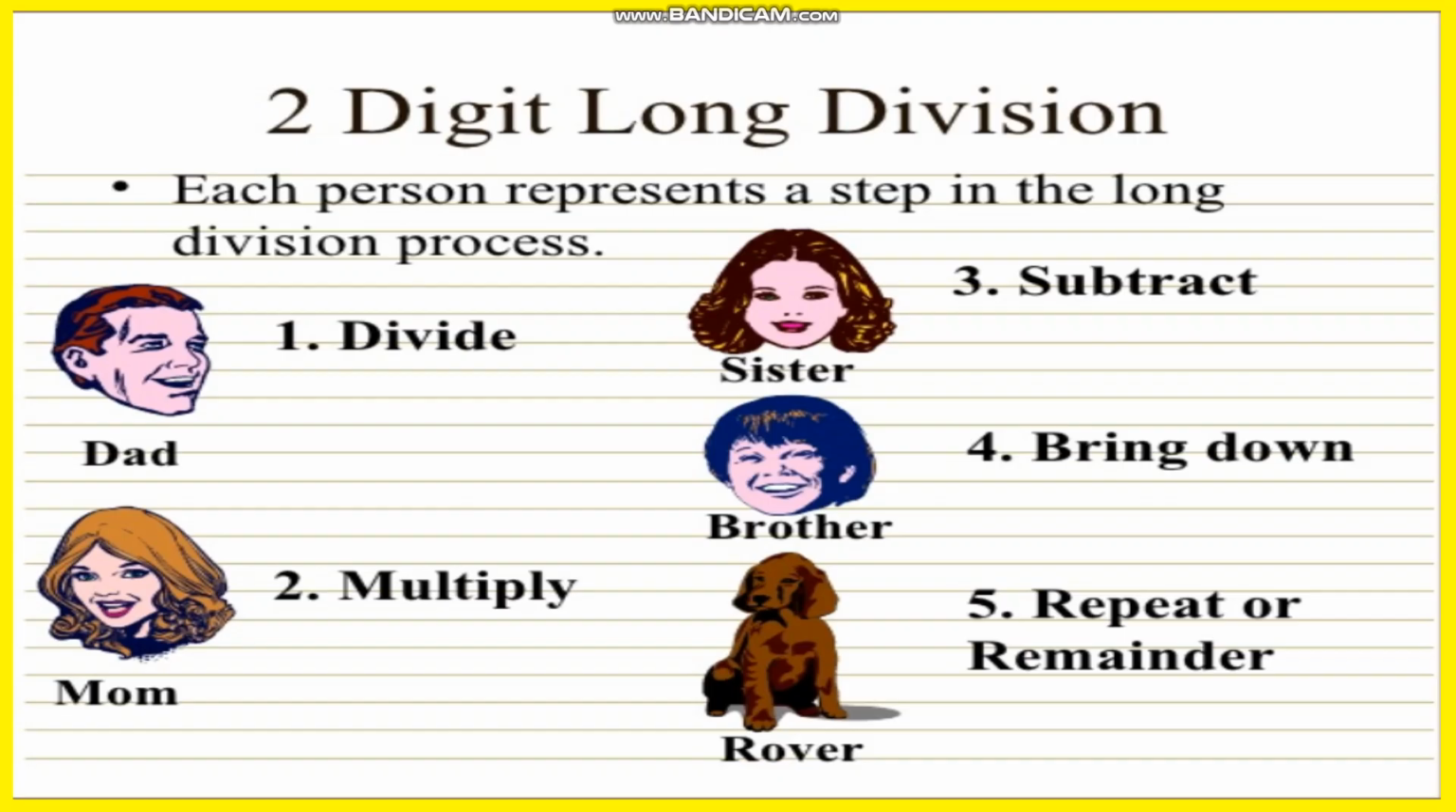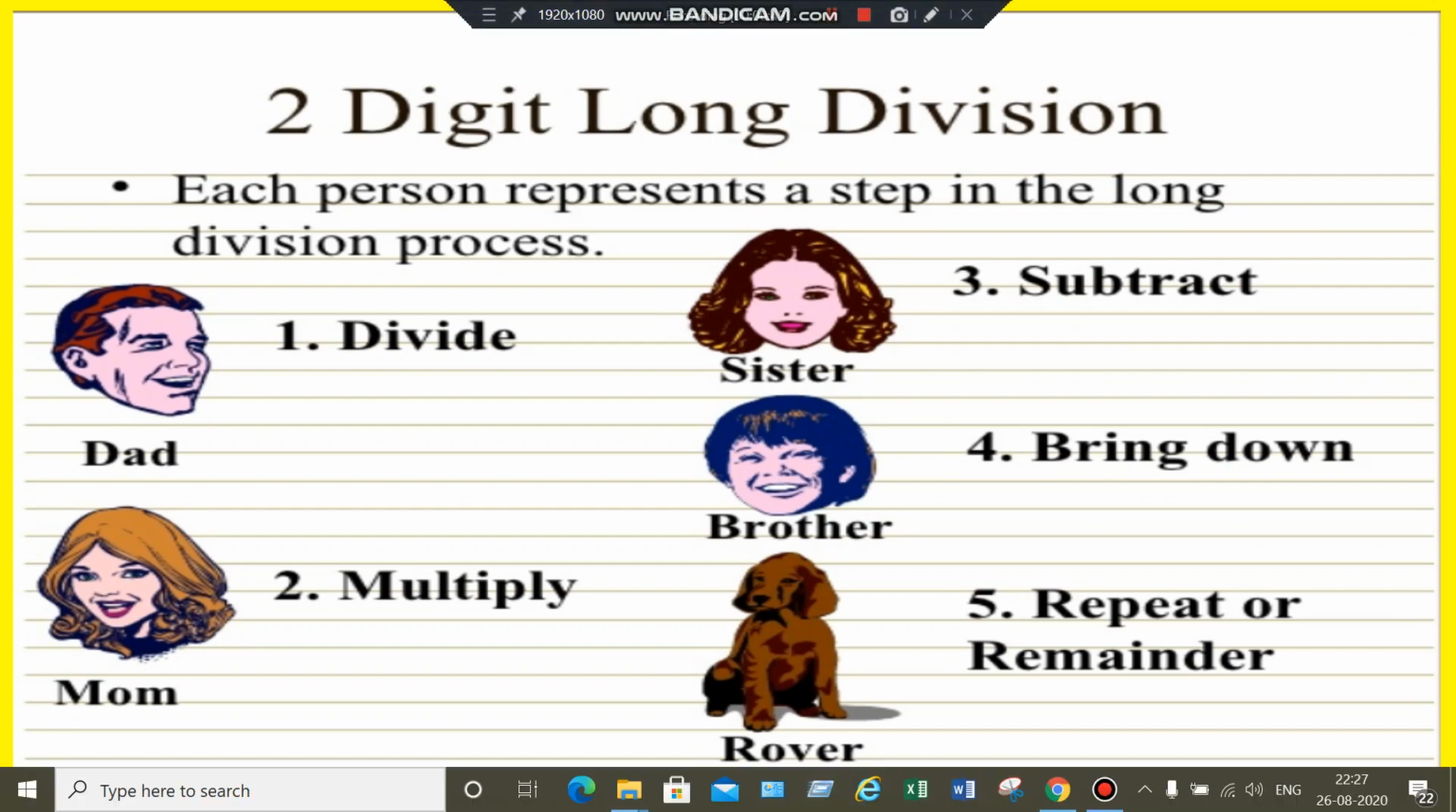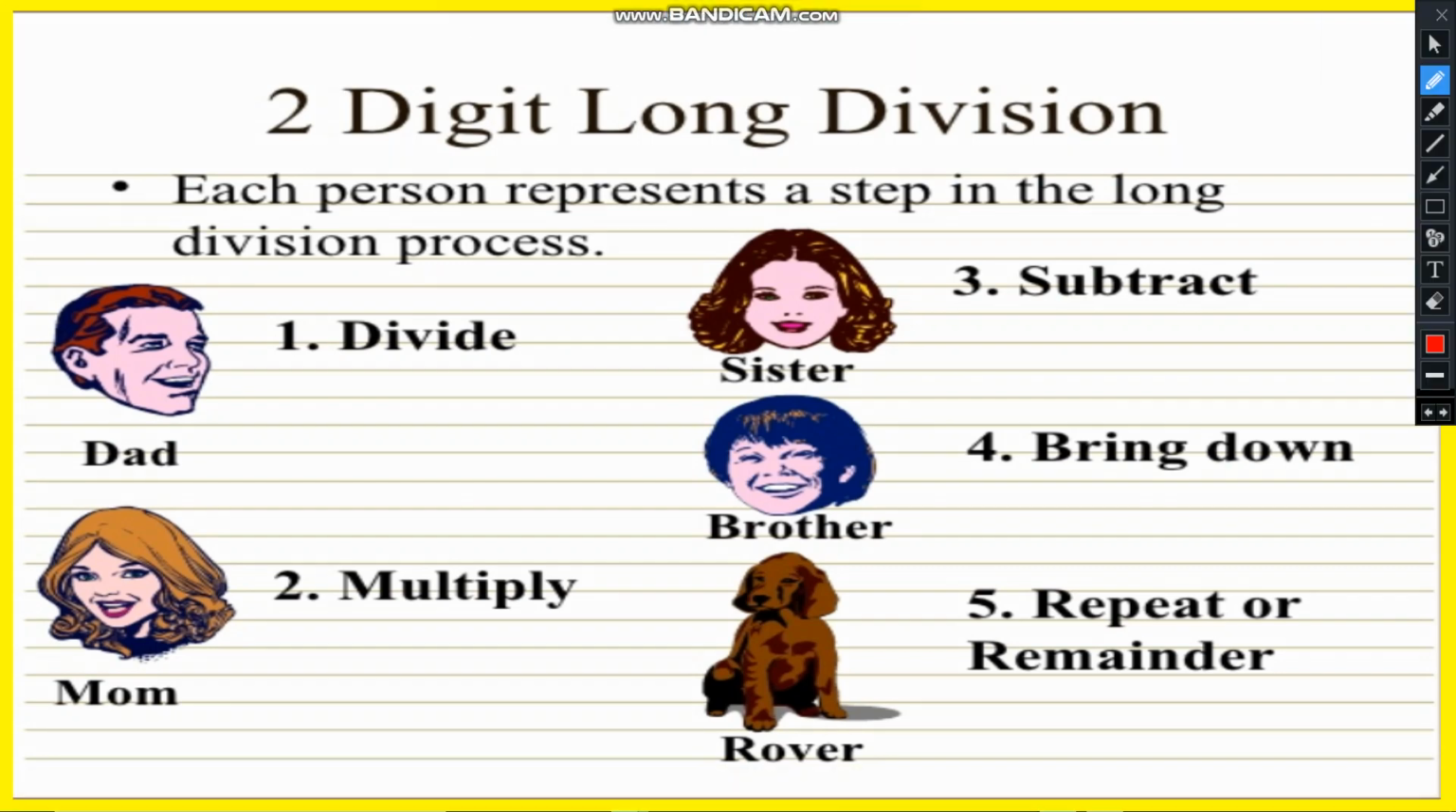So first of all, each person represents a step in the long division process, like I had earlier also told you. Now here, as you can see, we are having dad. Dad stands for divide. Then we have mom. Mom stands for multiply. Then we have sister, that stands for subtract. Brother stands for bring down. And last is Rover, that is repeat or remainder.